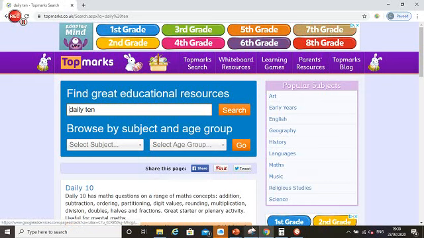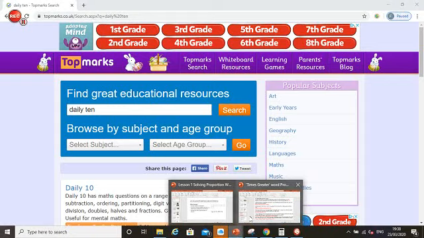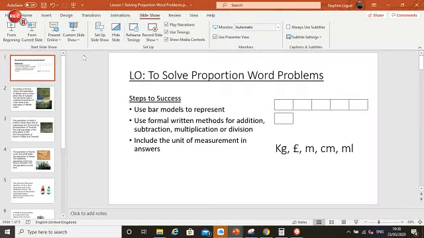Okay, on to today's lesson. The learning objective is the same as the last lesson, as is the success criteria. We're solving proportion word problems using our bar models to represent each problem as we go. We will be using our formal written methods for all of the 4 operations, and we need to remember to include units of measurement in the answers.